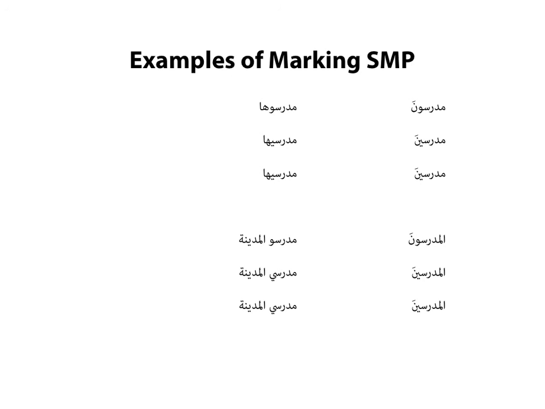So for example, we get teachers: mudarrisuna, mudarrisina, mudarrisina, and with the article, same thing, al-mudarrisuna, al-mudarrisina, al-mudarrisina. But when you add a pronoun ending or a second term of idafa, you must drop the noon. So you get mudarrisuha, mudarrisiha, mudarrisiha, and mudarrisul madina, mudarrisil madina, mudarrisil madina. Notice that with sound masculine plurals, and we'll see later with duals, this is one of the places where the case actually shows up on the page, even if you're not writing the short vowels.